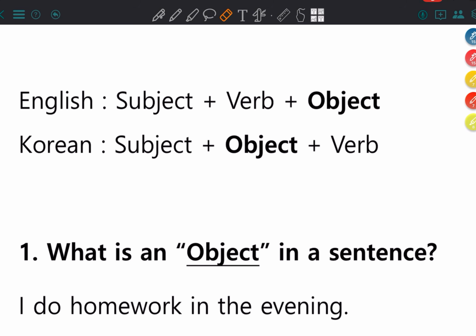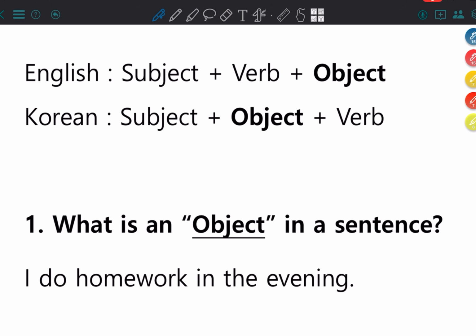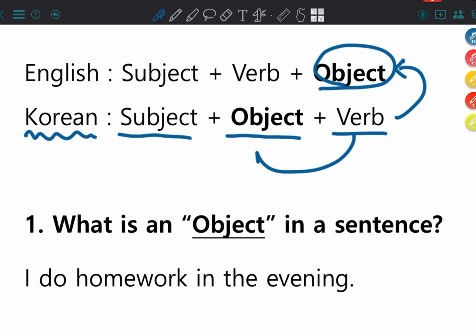Today we're going to learn about the object marking particle, and before we dive into what that is and how we use it, I think it's important to clarify what exactly an object is in a sentence. In one of our previous lessons, we learned that the Korean sentence structure goes like this. Subject comes first, and then object, and then verb, which is slightly different from English in that the object comes before a verb, not after, right?